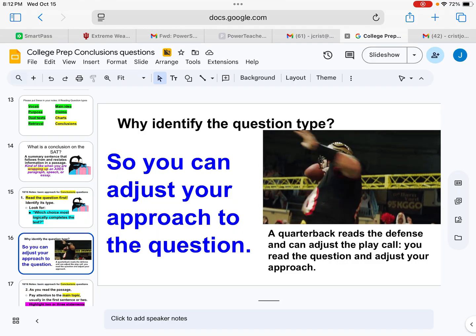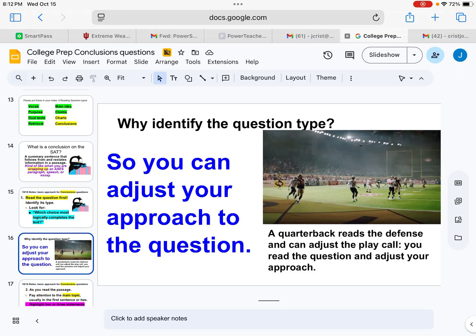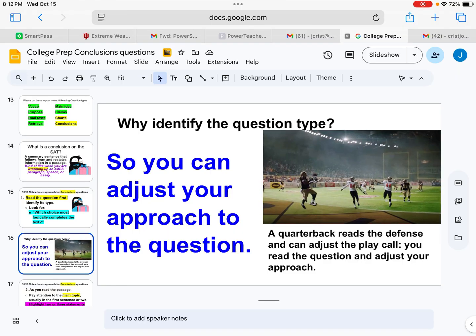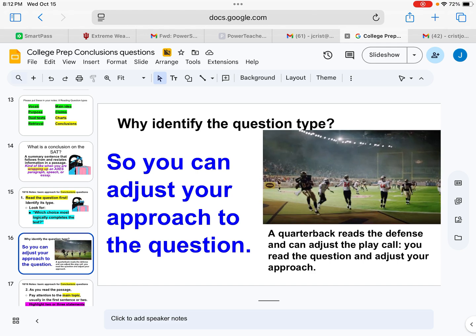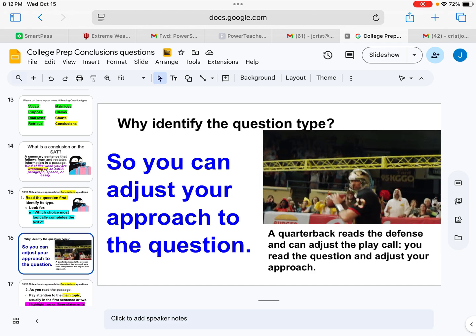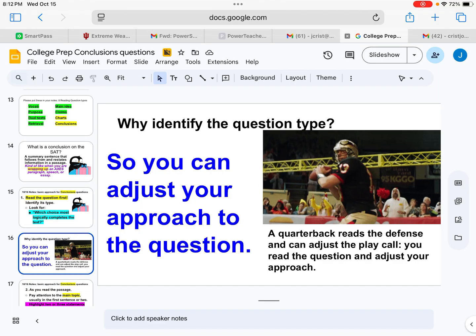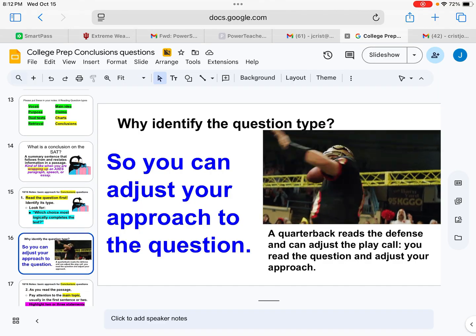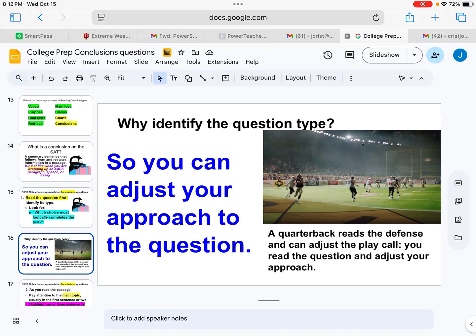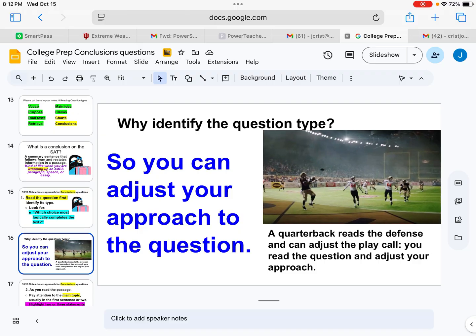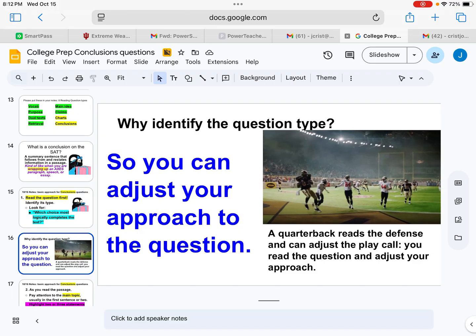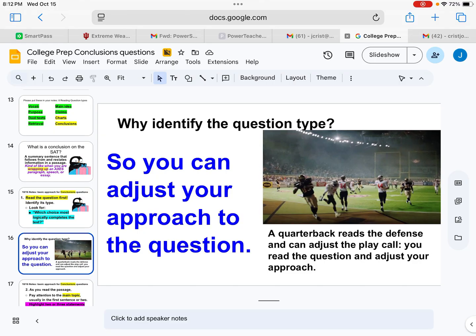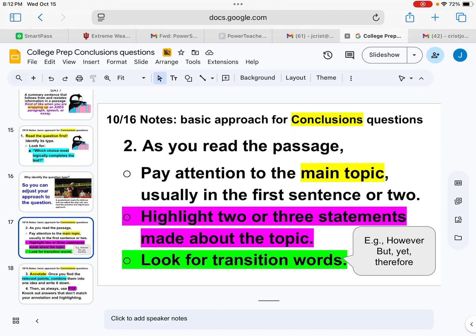So you're going to be just like a quarterback at the line of scrimmage, reading the defense. And the quarterback is going to change up that play depending on what the defense of the opposite team is doing. So if the defense is showing blitz, the quarterback is probably going to change it up and not try to do a long pass play down the field, maybe just a short pass or run the football. So you're always looking at the defense. You're always looking at the SAT and what question type you're dealing with, and you're adjusting your approach accordingly so that you can beat that question.